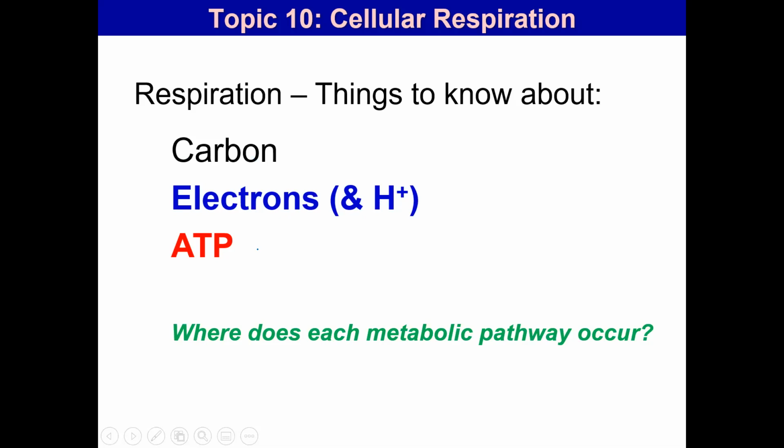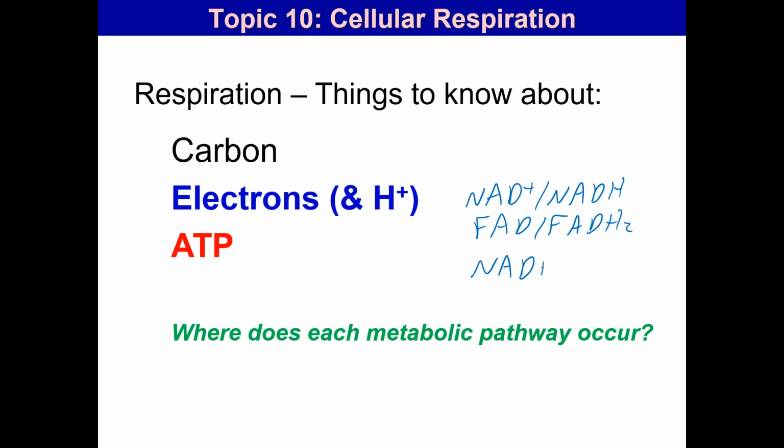For electrons, don't forget that means electron carriers. Electron carriers include NAD+, NADH, also FAD, FADH2, and for photosynthesis, NADP+ and NADPH. That's what we're talking about with electrons. The electrons, of course, are not free electrons. They're stored within chemical bonds, and that's what we care about, the chemical bonds.